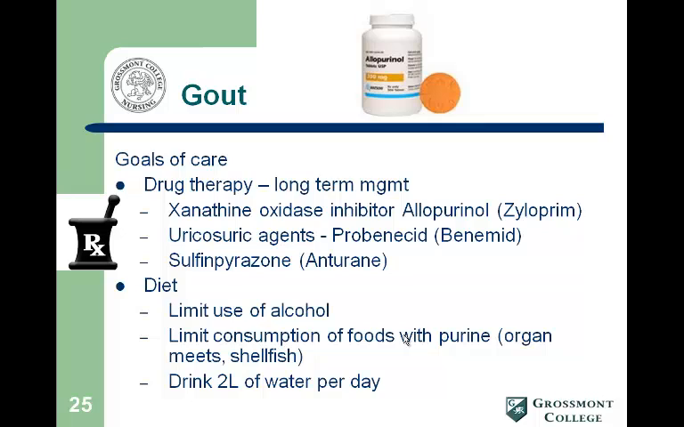Now we also want them to limit the use of alcohol. We got to have some diet changes. We're going to decrease the purines that we take in. So we're going to limit consumption of foods with purine, and just the easiest way to think of that is just limit protein from meats. So organ meats, shellfish, and what else? Well, beer and wine.